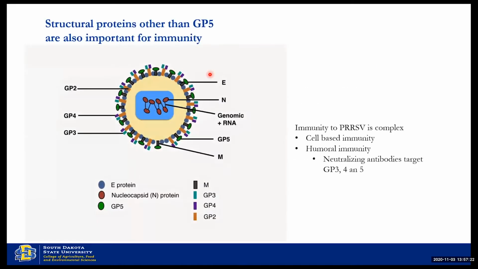I mentioned GP5. This is a cartoon of what the virus looks like. GP5 is on the surface of the virus, but you can see there are a number of other proteins on the outside of the virion. When PRRS infects a pig, the immune system is seeing all these different proteins and generating a response to different ones. So it's important to look at all these different genes that encode the different surface proteins in particular.